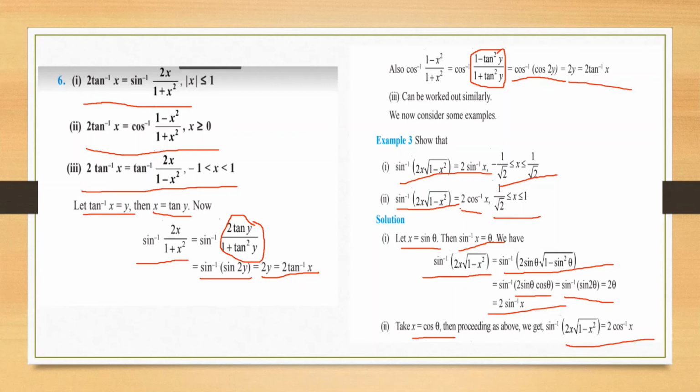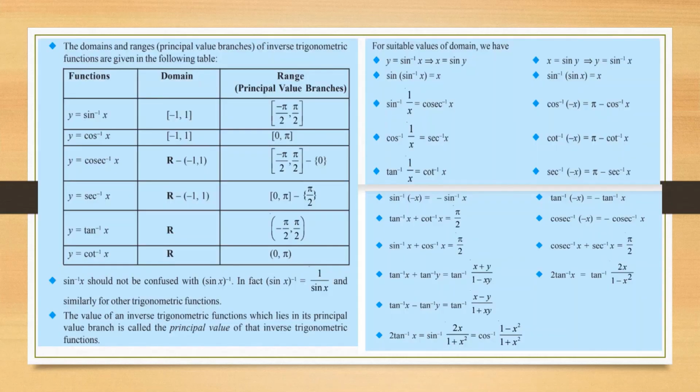Now let us recapitulate the important things done in this topic. The domains and ranges, that is, the principal value branches of inverse trigonometric functions, can be remembered like this. For sine inverse x and cos inverse x, the domains are the same, the closed interval minus 1 to 1. The range for sine inverse x is the closed interval minus pi by 2 to pi by 2, whereas for cos inverse it is the closed interval 0 to pi.